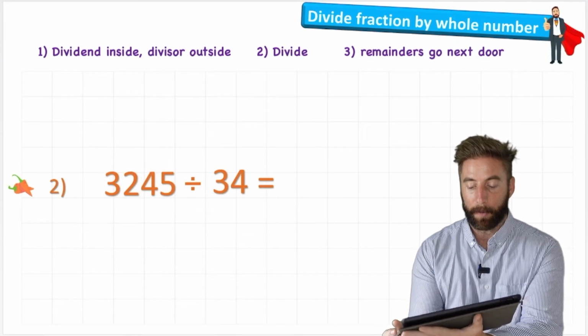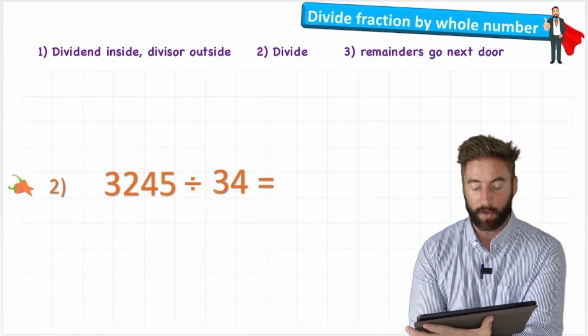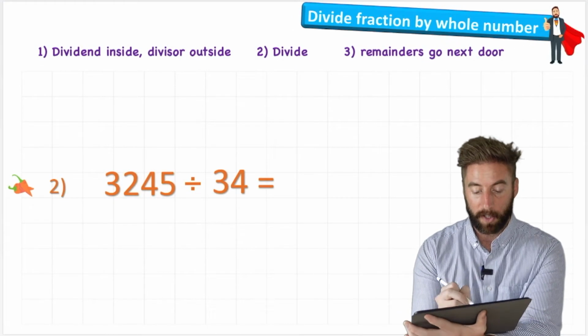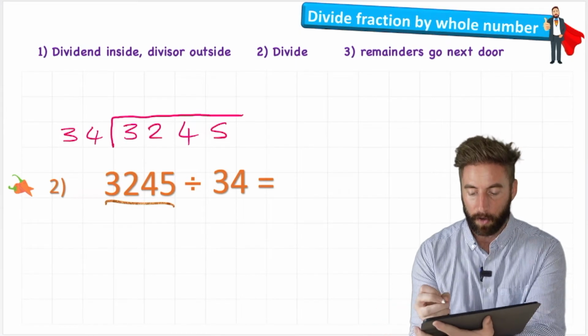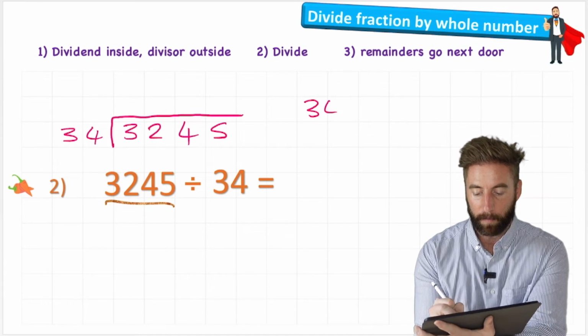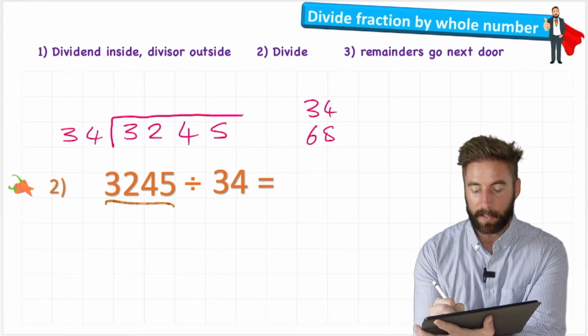Okay, let's step it up a little bit and let's have a look at 3,245 divided by 34. So I'm going to set my question out just like before, and now I'm going to make a list of multiples of 34, and I'm going to start with 34, and it's going to be 68.